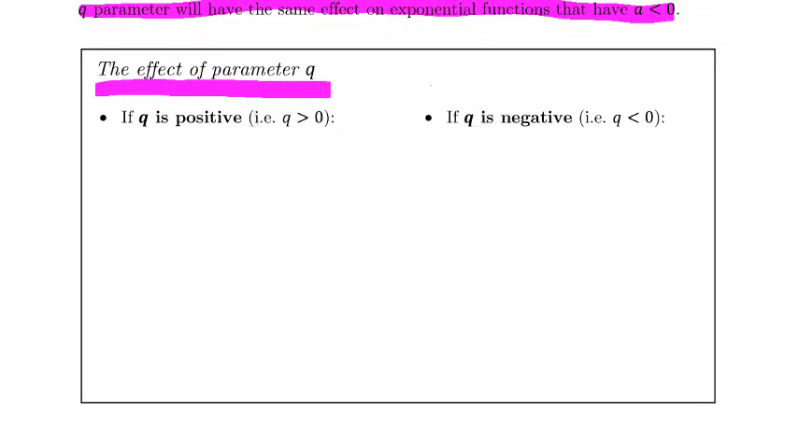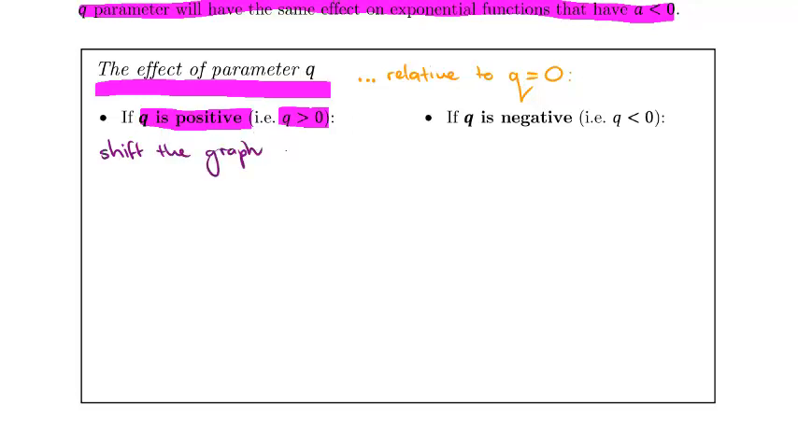Now, please remember here, guys, that the conclusions we make about these q values are going to be relative to q is equal to naught. Okay, I'll show you what I mean by that just now. If we see that q is positive, in other words, if q is greater than naught, then what is the effect of parameter q? Parameter q will shift the graph, including its asymptote, q units up in comparison to when q is equal to naught, relative to when q is equal to naught.